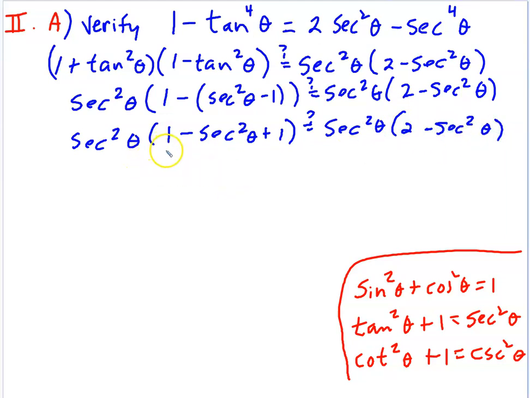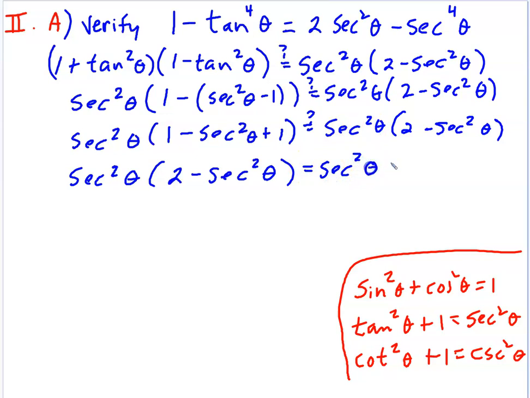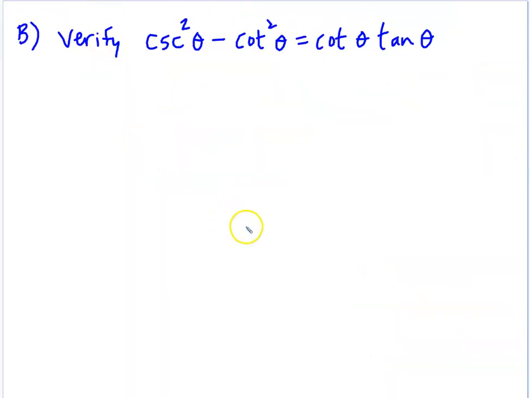Okay, and now you can kind of see it taking shape, because in the parentheses we've got 1 plus 1, which is 2, minus secant squared theta, and that does match our other side. So we're done with that one. Okay, hopefully that helps. Just take some practice. All right, let's take a look at this one.